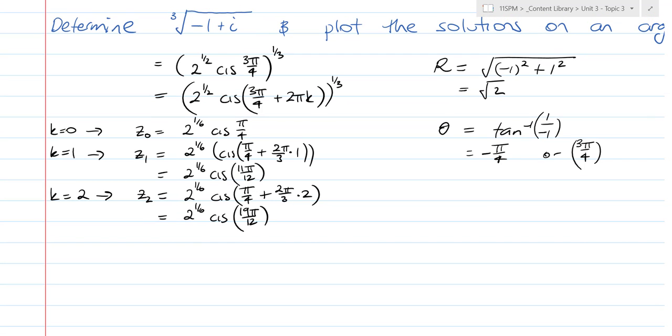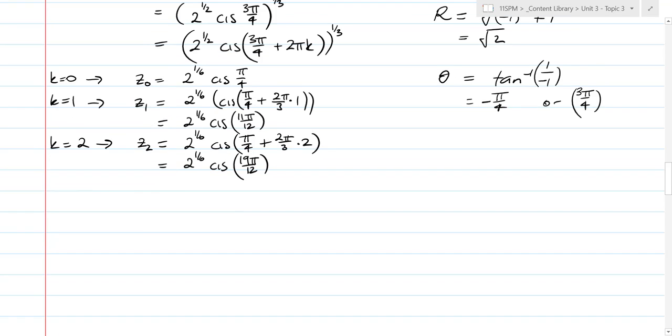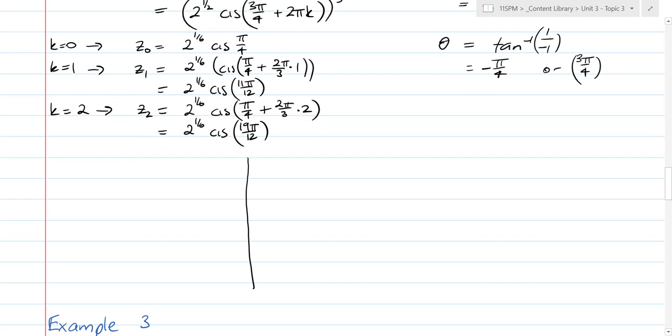And on an Argand diagram, they look like this. 2 to the power of 1/6 cis pi on 4, and 2 to the power of 1/6 cis 11 pi on 12, and 2 to the power of 1/6 cis 19 pi on 12. 19 pi on 12 is a little bit beyond 270 degrees, so it's there. That's pi on 4. This is 11 pi on 12. They're the locations.